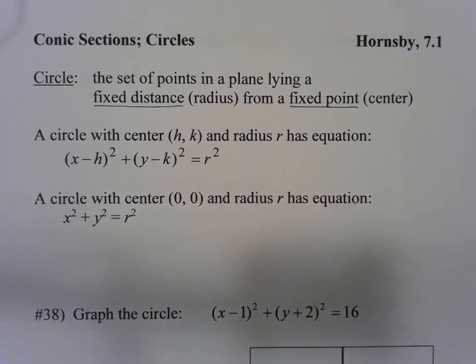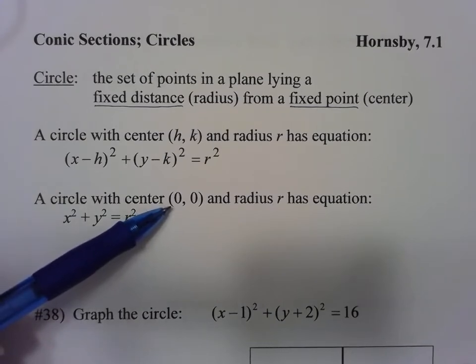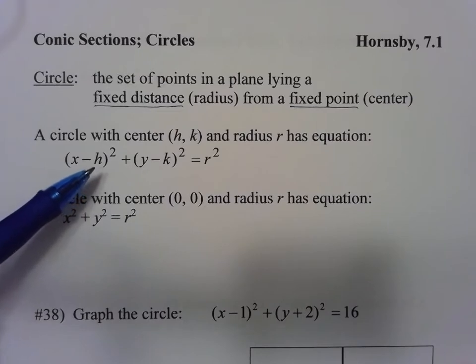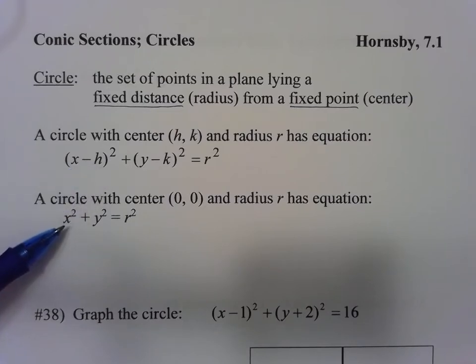Okay, if the center happens to be at the origin, or 0, 0, then because h is 0, x minus 0 is just x, and then we square it. Same for y minus k, it would just be y squared.